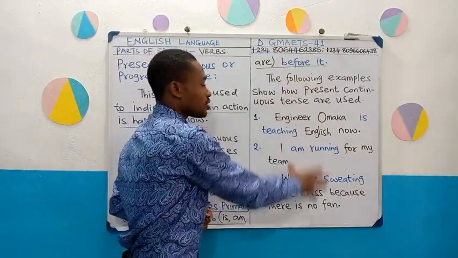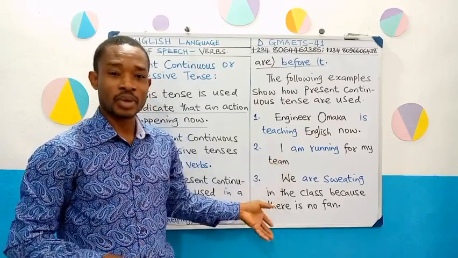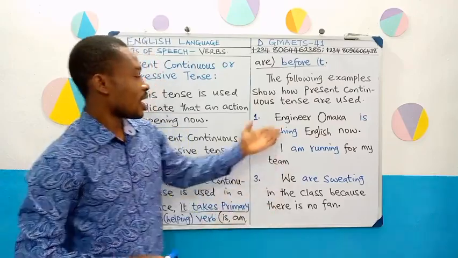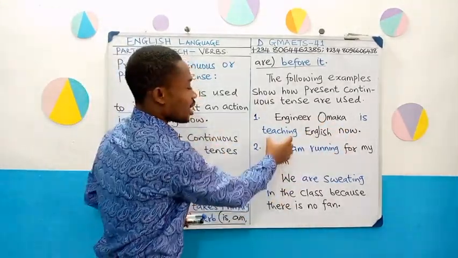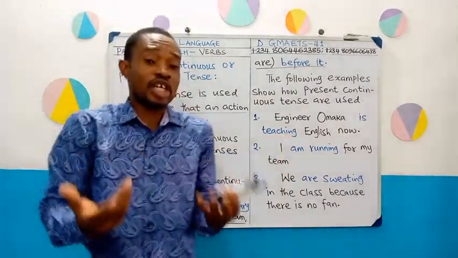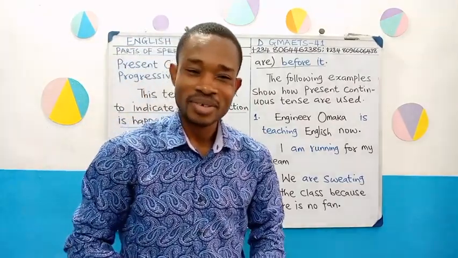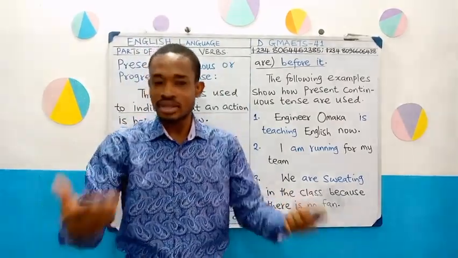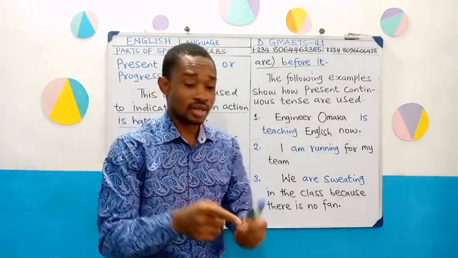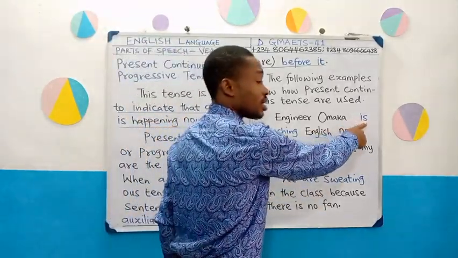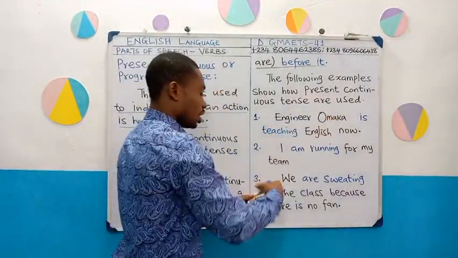Now let us look at these examples on how we can use present continuous tense in a given sentence. There are three examples I've written here on the board. Number one, Engineer Omaka is teaching English now. So the continuous tense there is teaching. But if I use teaching, does it just mean that it is present? The answer is no. That I use an ing verb does not really mean that this is present. If I want to make it present, it must take a primary auxiliary verb. And that is why you say, Engineer Omaka is teaching. Good.